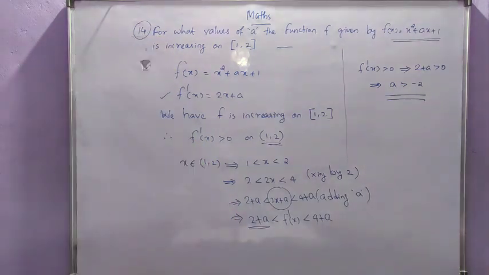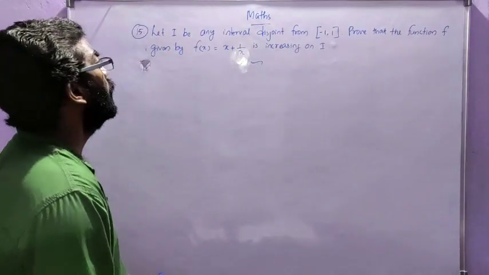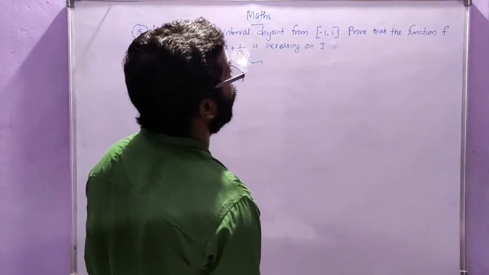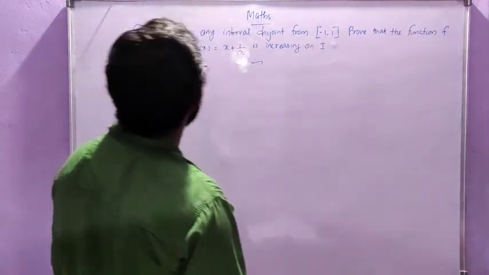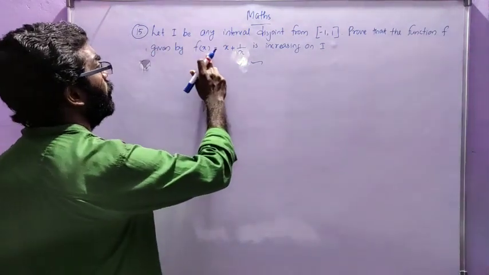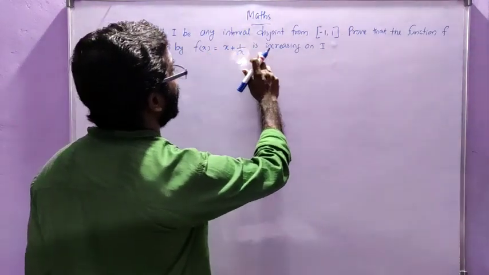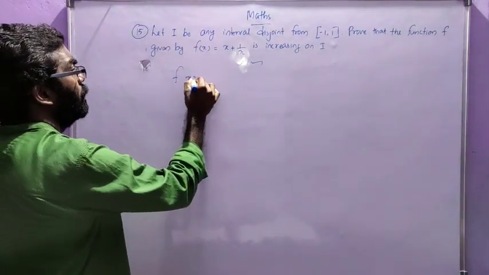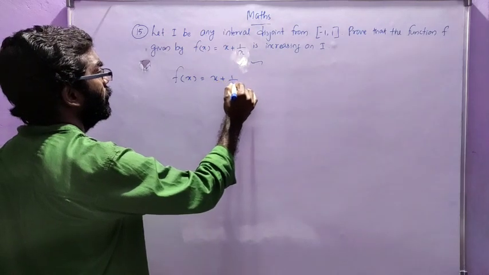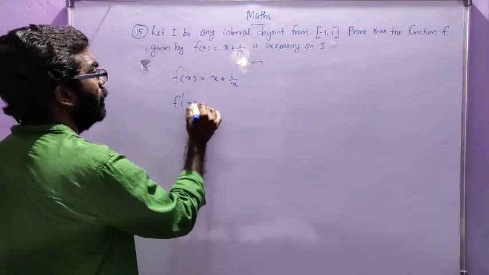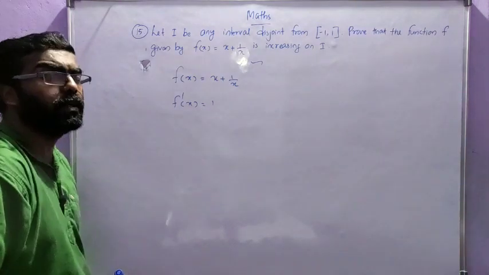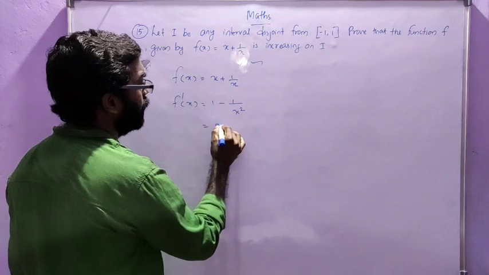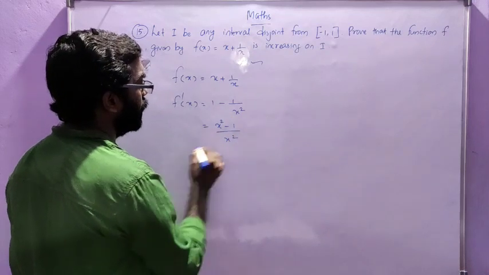Clear? Here the next question is, let I be any interval disjoint from minus 1, 1. Prove that the function f given by f of x is equal to x plus 1 by x is increasing on I. So f of x is equal to x plus 1 by x, and f dash of x is equal to the derivative of x which is 1, and the derivative of 1 by x which is minus 1 by x square. We can cross multiply: x square minus 1 divided by x square.